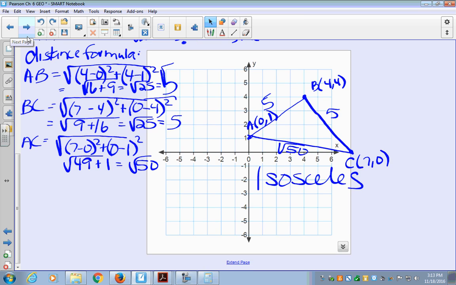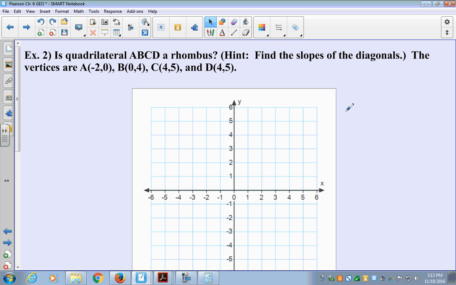Okay, so let's look at example 2. So we're going to see if our quadrilateral is a rhombus. Our hint is the slopes of the diagonals. If it's a rhombus, then the diagonals are perpendicular, and then the slopes are negative reciprocals. So let's go ahead and put our coordinates down. Negative 2, 0 is A.